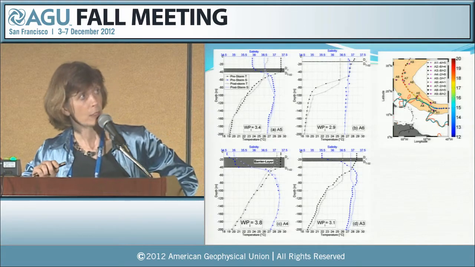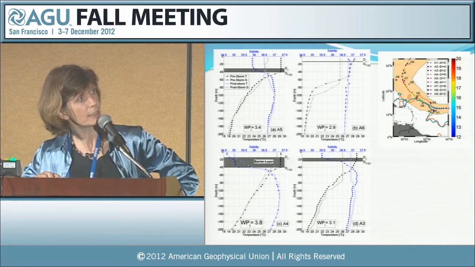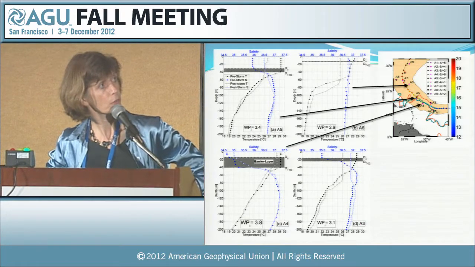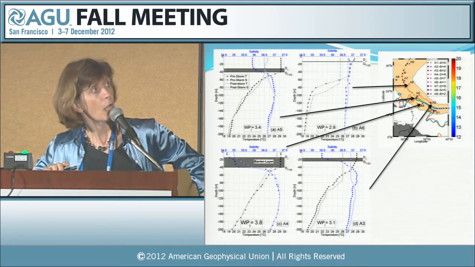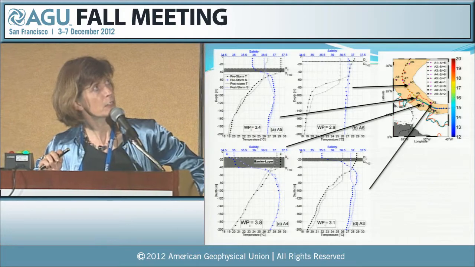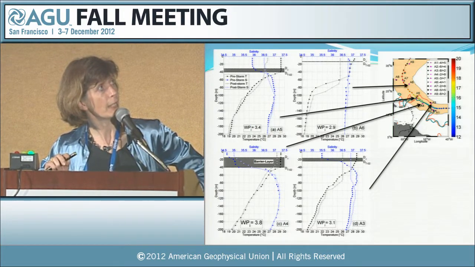So then, they look at the vertical profiles of temperature and salinity in several places, four places. In these plots, the salinity is plotted in blue, and the temperature is plotted in black. The pre-storm conditions are plotted with a filled circle, and the post-storm conditions are plotted with an open circle.